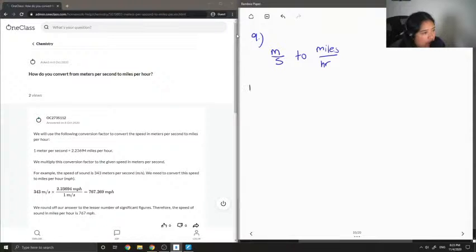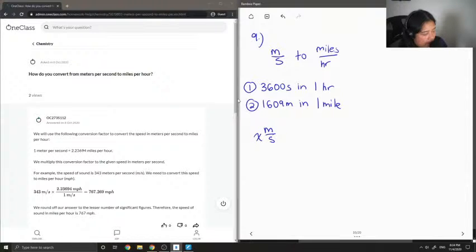So first, we need to find out the conversion factor for converting seconds to hours. So there are 3,600 seconds in 1 hour. And converting meters to miles, there are 1,609 meters in 1 mile. So now let's write it out as an expression to see how our units should all cancel out.